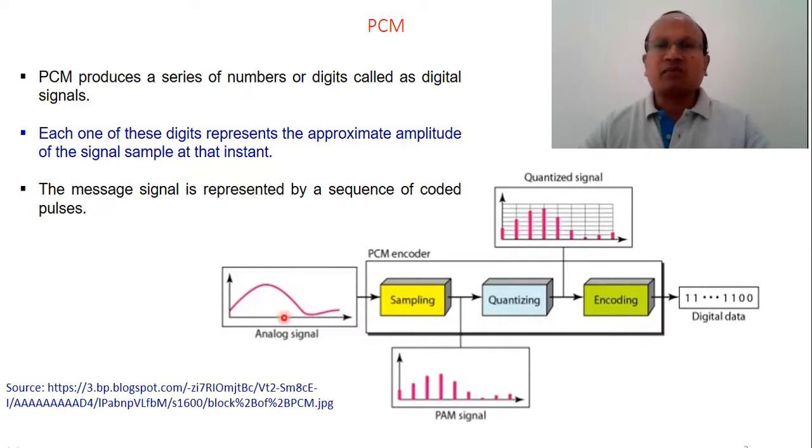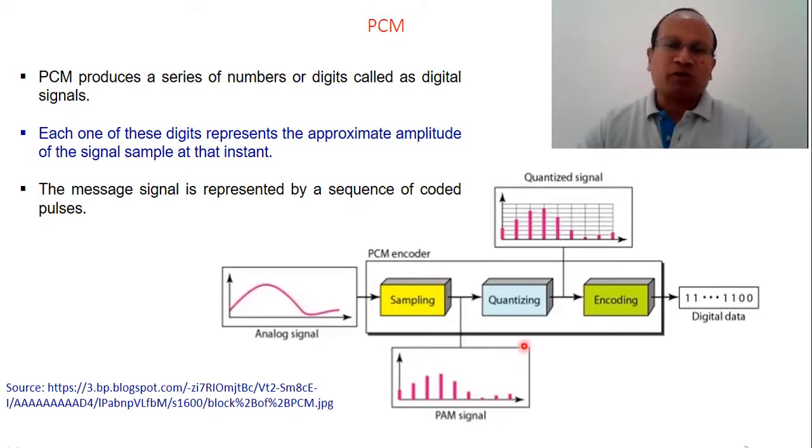The analog signal which we want to modulate, or rather encode, is subjected to sampling, where we get the sampled output. The sampled output is actually the PAM output, that is, the pulse amplitude modulated output, where we can clearly see the pulses, and the amplitude of these pulses follows the instantaneous value of the modulating signal.